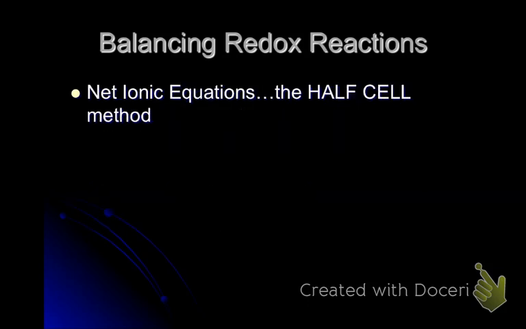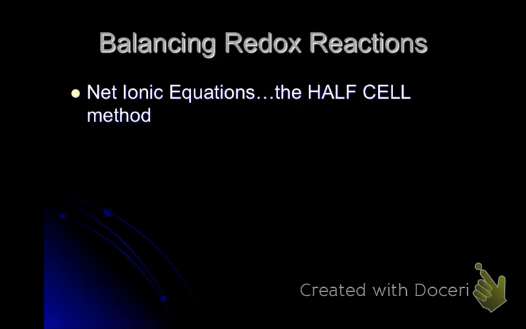So when you see a net ionic equation, which I'm telling you, you pretty much always will be, you're going to use what's called the half cell method or the half cell reaction method. And a half cell is 2 half reactions. The reason that they're called half is because each one comprises half of the redox. One is reduction and one is oxidation. So they each represent 1/2 of the redox process.